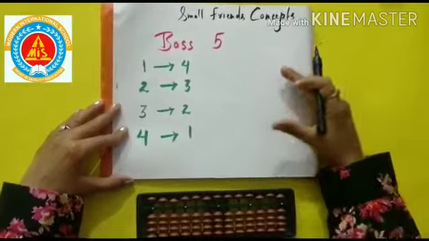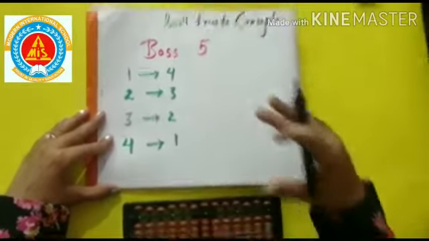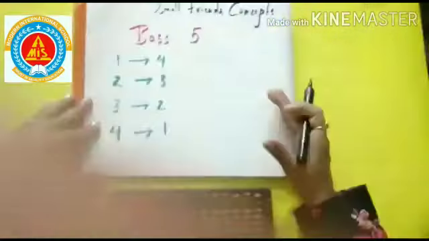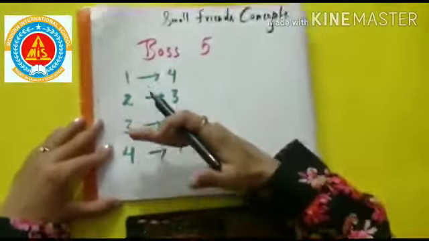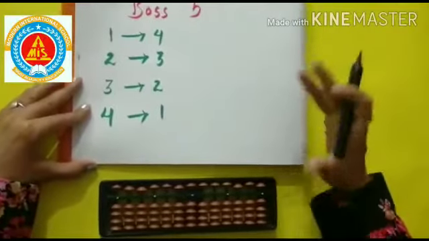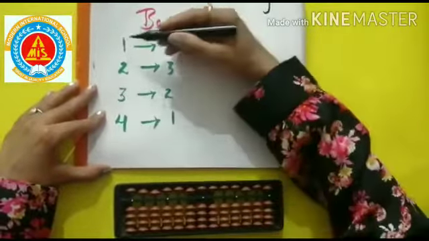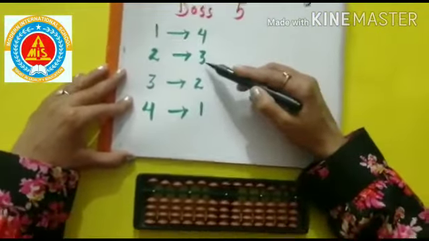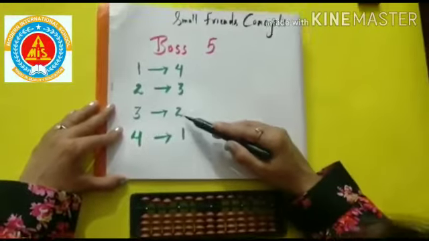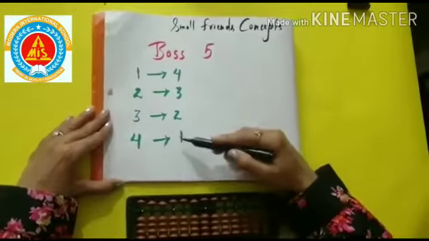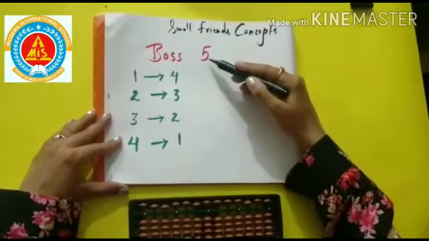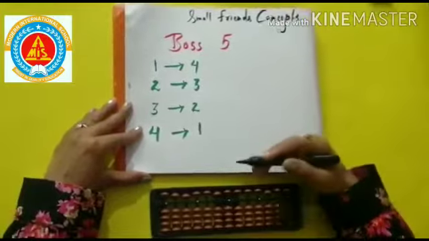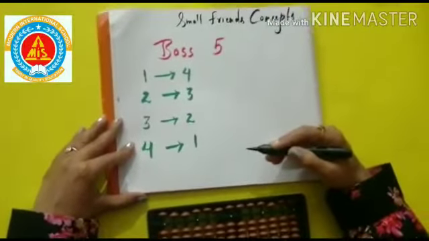In small friend concepts, the boss is 5. At the boss 5, we have to list the friends 1, 2, 3, 4. So what is the friend of 1? Friend of 1 is 4. Friend of 2 is 3. Friend of 3 is 2. And friend of 4 is 1. And the boss is 5. So how can we solve on abacus by small friend?